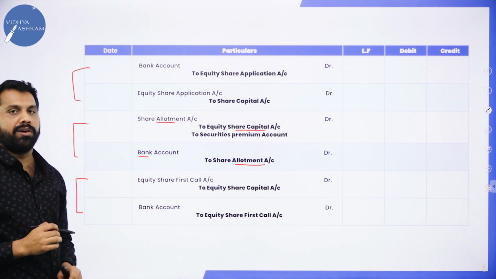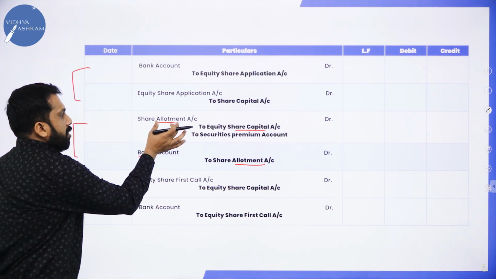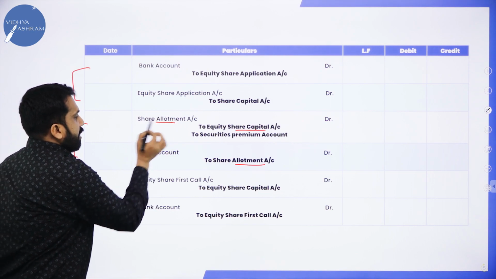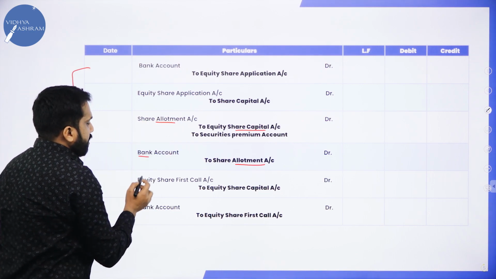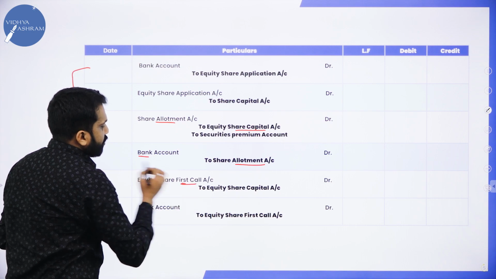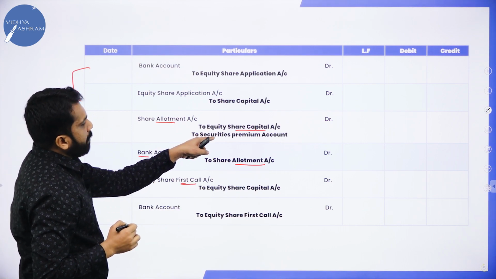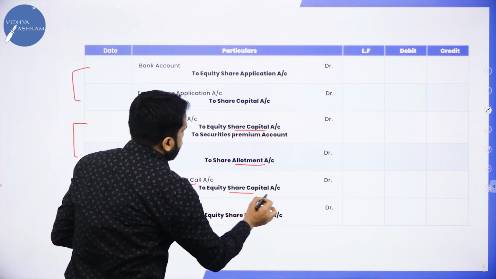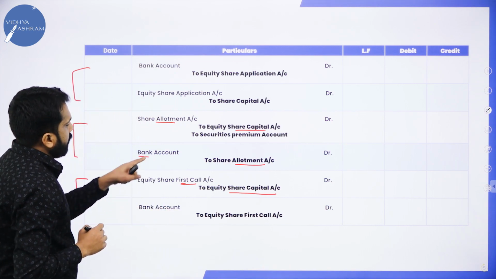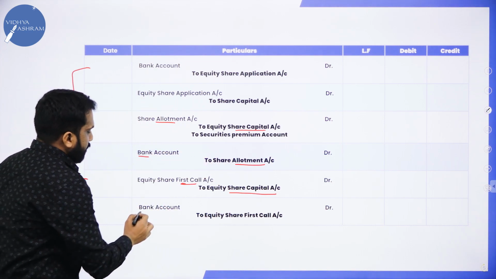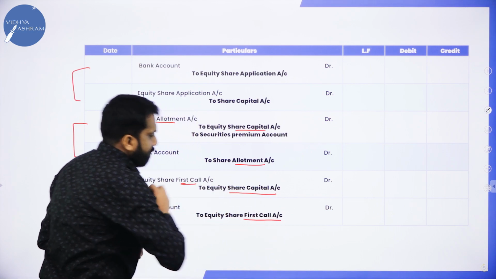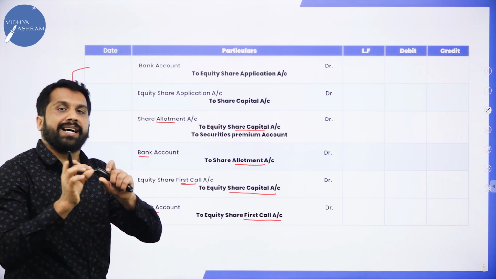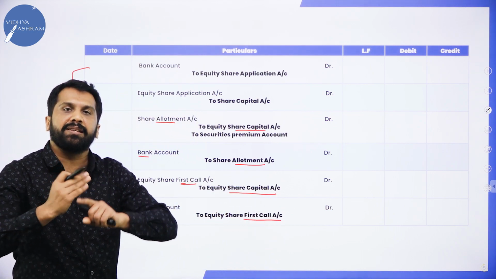What is the first call? Simple. Remove allotment; instead of share allotment, write share first call. Share capital will remain the same. Now, bank to share first call. Only the allotment word will be replaced.